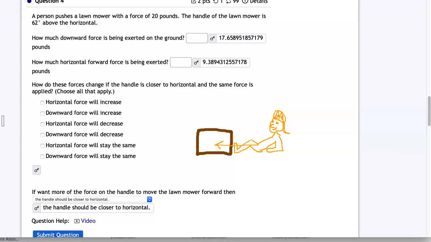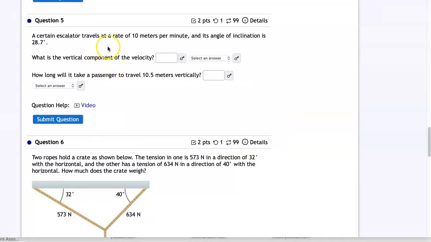Alright, so next question. A certain escalator travels at a rate of 10 meters per minute. Its angle of inclination is 28.7 degrees. So this is going to be a right triangle again. And the right triangle would be helpful if I actually had a pen here. Okay, so here's my right triangle. Now that's a fun right triangle.